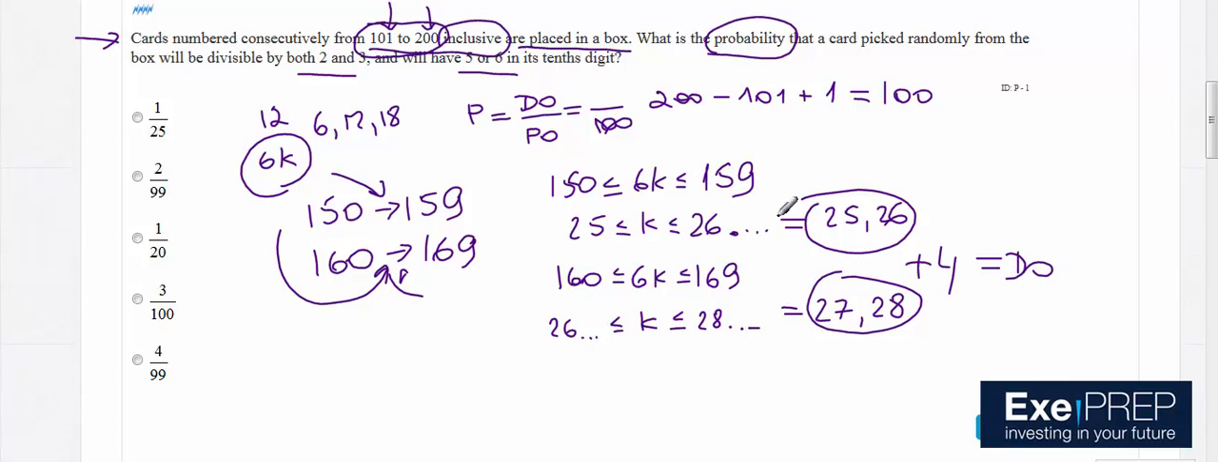So let's go back to our probability. We know our possible outcome and we know our desired outcome. So let's divide DO by PO. So 4 over 100 is 1 over 25.